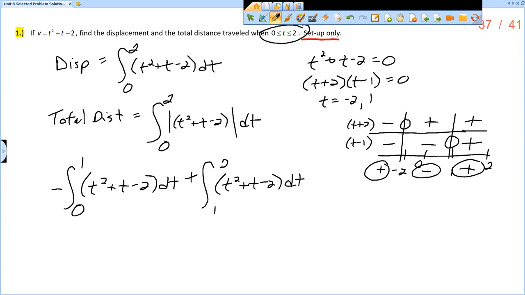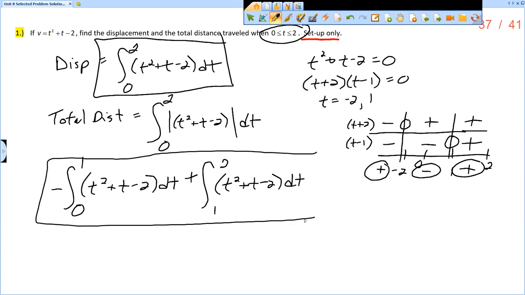So you need to make sure that you are splitting it up and you're dealing with the absolute value. So the answer for displacement is that, and the answer for total distance is that. All right, so that is problem number 1.